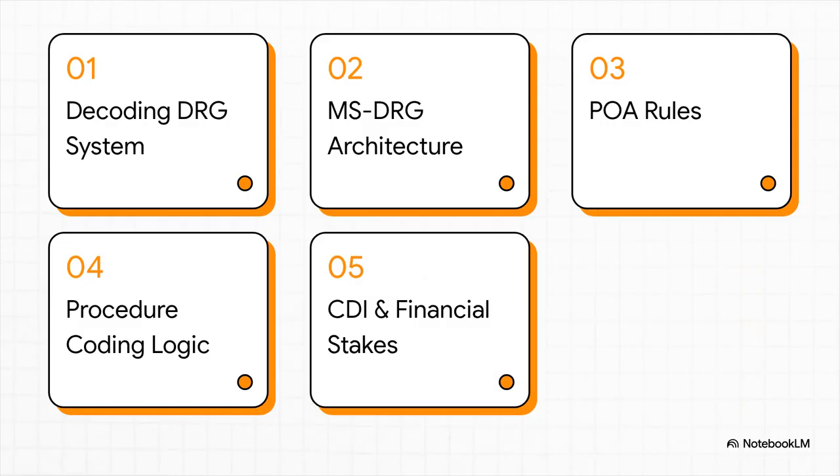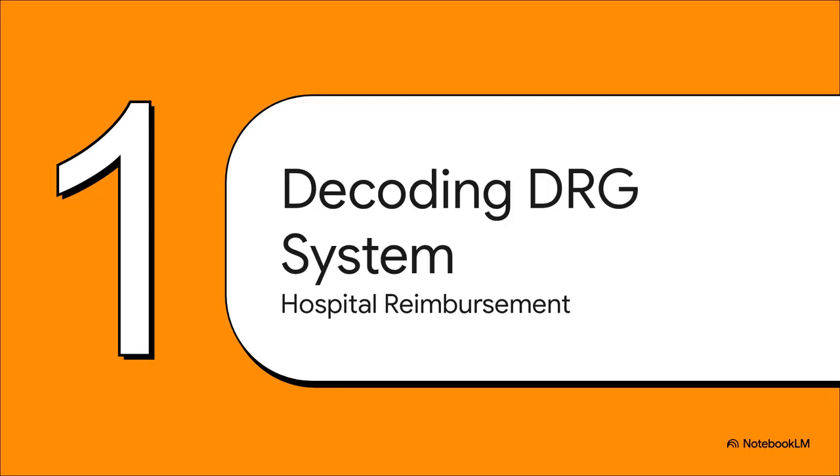Here's our roadmap for this session. First, decoding the DRG system. Next, the MSDRG architecture explained. Then, present on admission rules, followed by inpatient procedure coding logic, and finally, CDI and the financial stakes. Let's get right into it. Section 1. Decoding the DRG system.